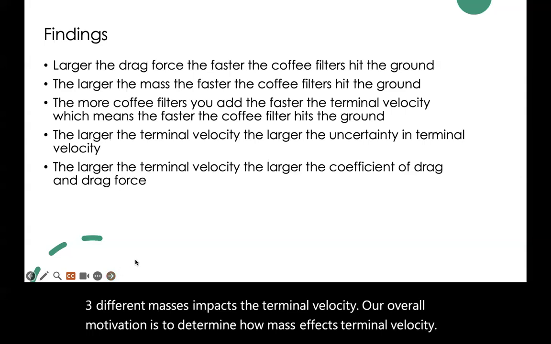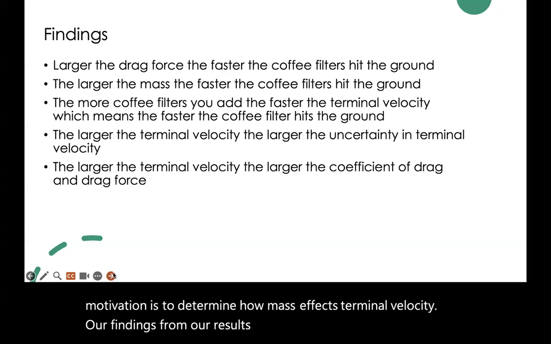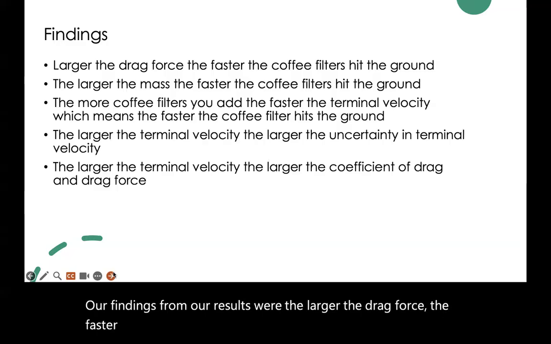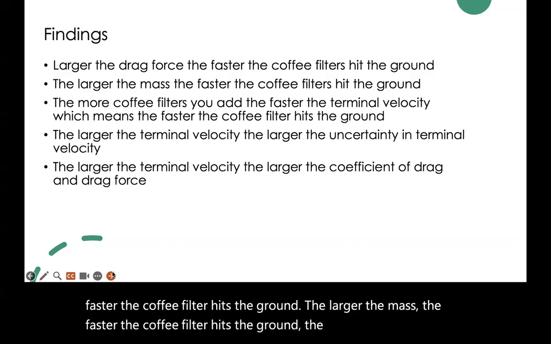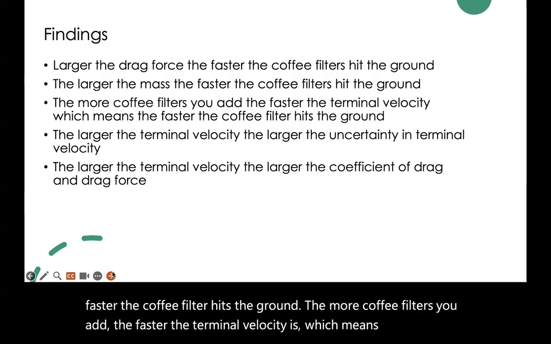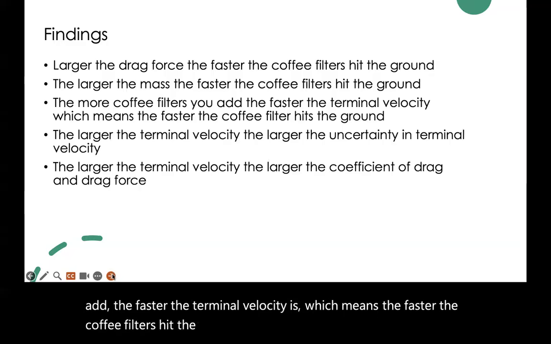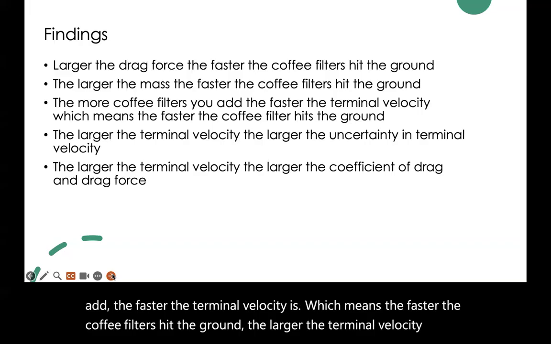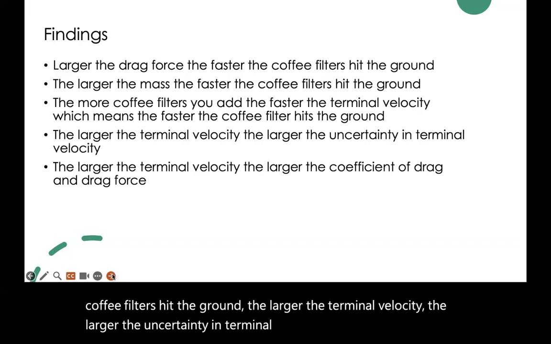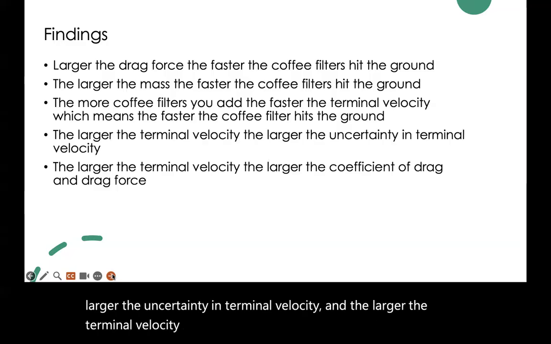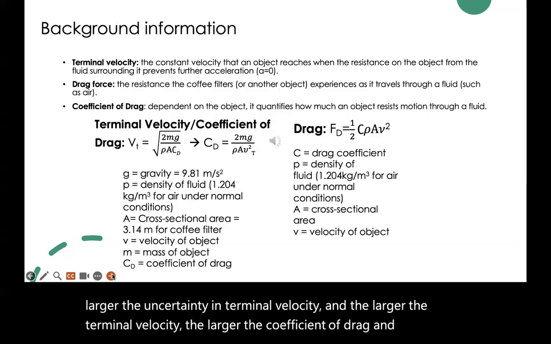Our findings from our results were the larger the drag force, the faster the coffee filter hits the ground. The larger the mass, the faster the coffee filter hits the ground. The more coffee filters you add, the faster the terminal velocity is, which means the faster the coffee filters hit the ground. The larger the terminal velocity, the larger the uncertainty in terminal velocity, and the larger the terminal velocity, the larger the coefficient of drag and drag force.